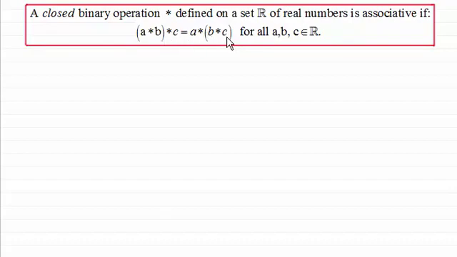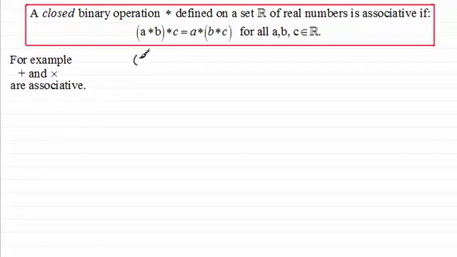I'll explain this in a moment through a few examples, and this is true then for all elements A, B and C of the set of real numbers. Now we should already be familiar with this when it comes to addition and multiplication. These are associative operations, as I'll demonstrate.